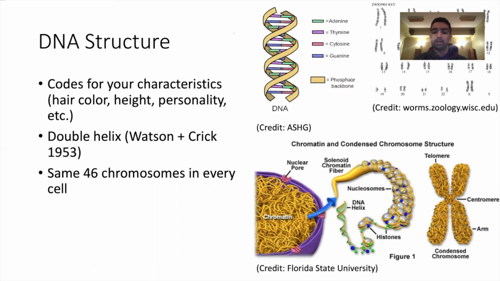But chromosomes are actually made up of chromatin, which is the DNA associated with these proteins called histones. And that's coiled up into nucleosomes, which is coiled up into solenoid chromatin fibers, which ultimately makes chromosomes and is located in the nucleus of a eukaryotic cell.